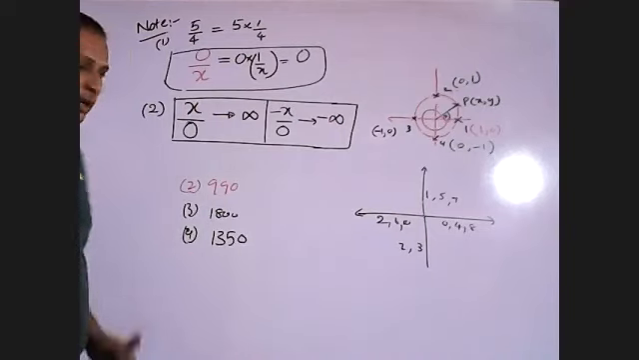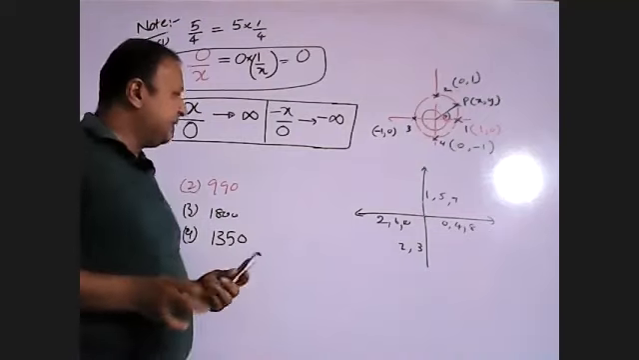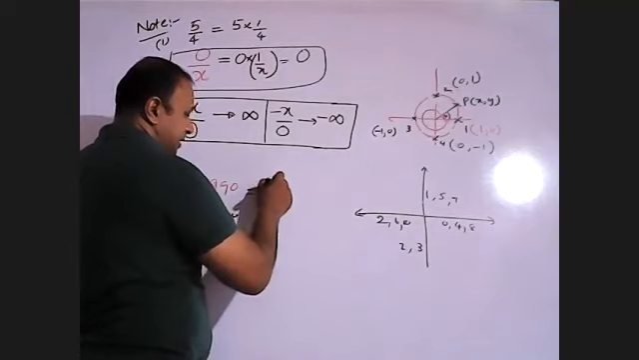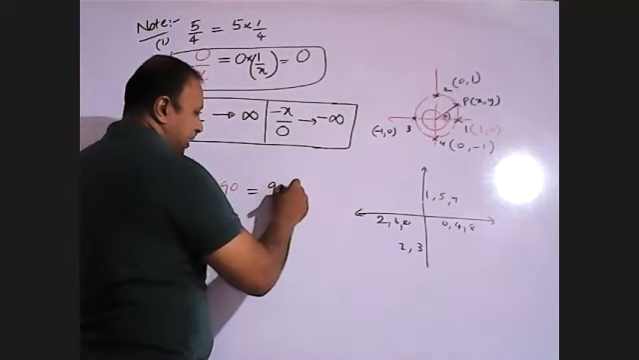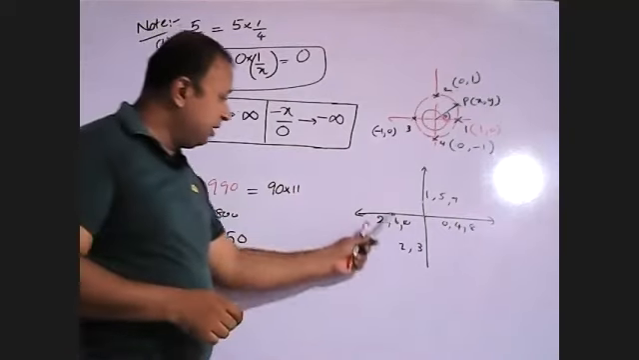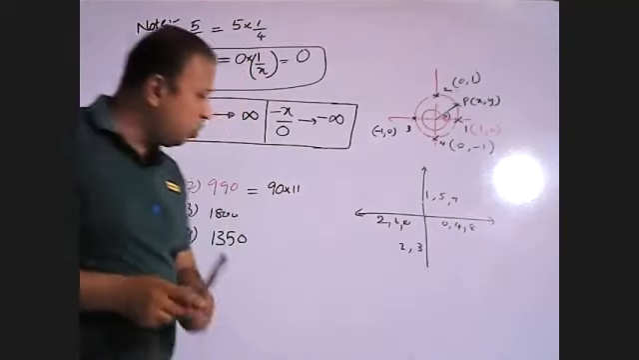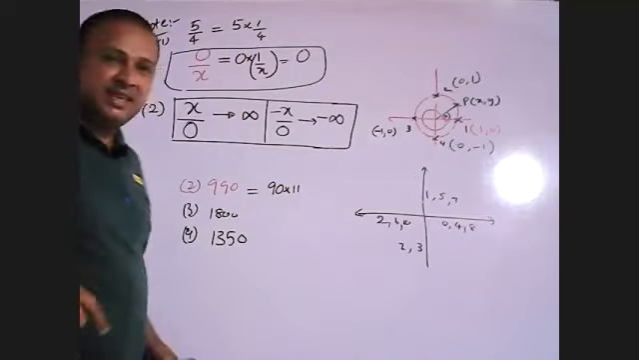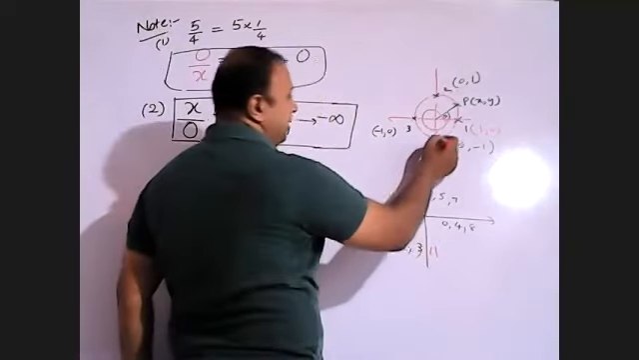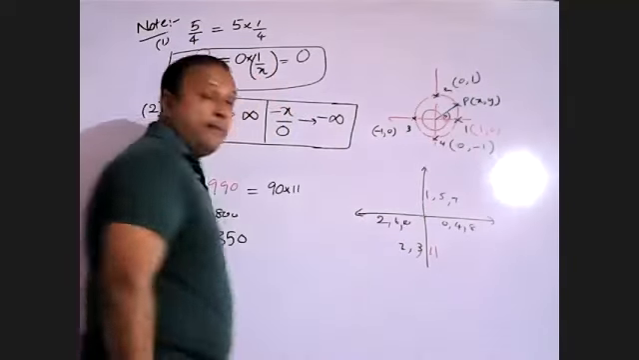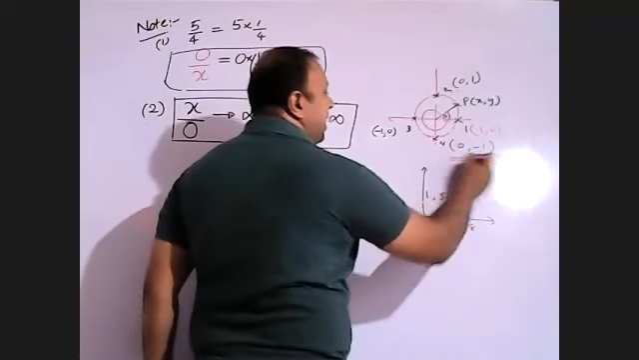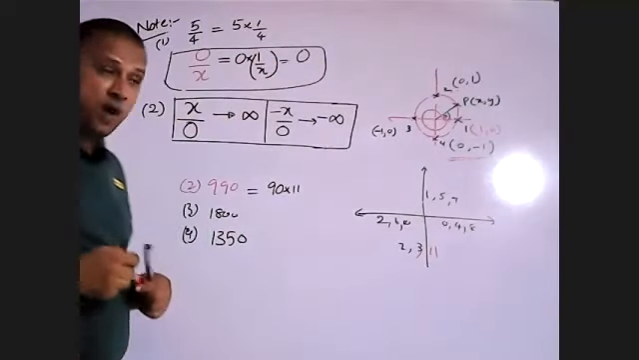The second one, 990. 990 means 90 into 11, so n is equal to 11. 11 means it belongs to this axis, this one, 0 minus 1. So the coordinates are 0 minus 1.